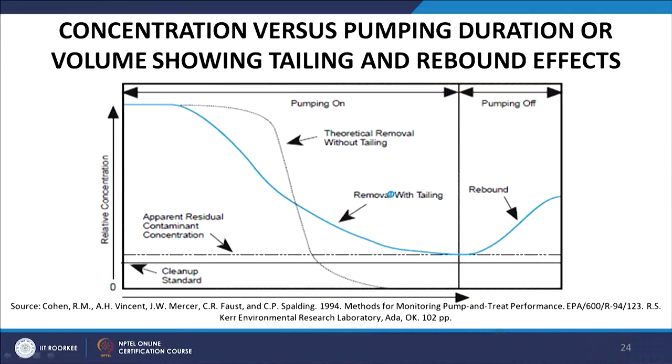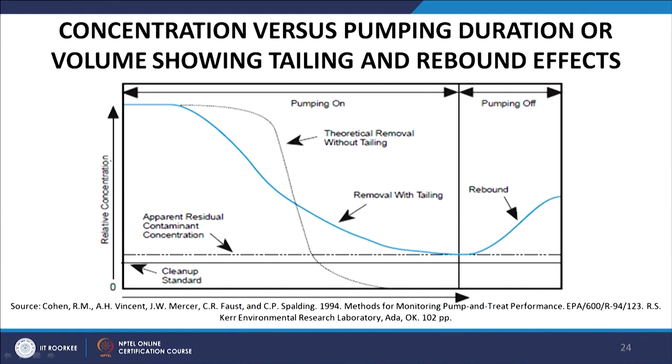And the major drawback here is that the profile that we are going to look at now is going to be widely different from one compound to the other and one kind of aquifer media to the other. And let us look at what we have here. On the y axis we have the relative concentration of the compound, and we have the standard to which we want to treat it, and we have the extent of time required on the x axis.